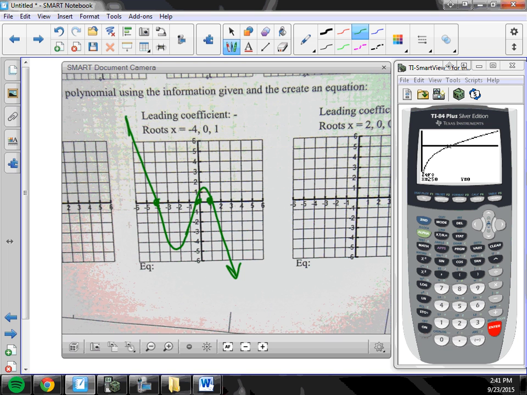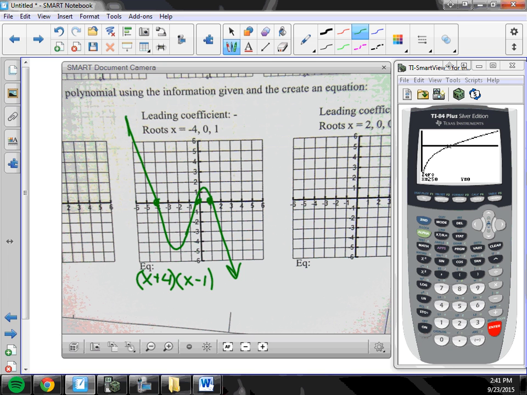What would the equation be? X plus 4, x minus 1, and x, and we usually put the x's out front, and it also needs to be negative.